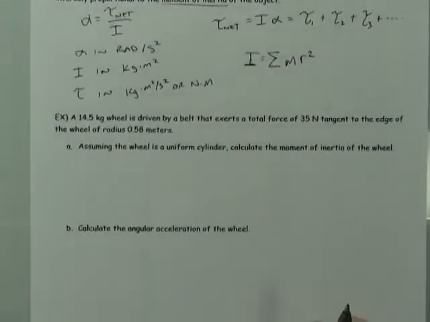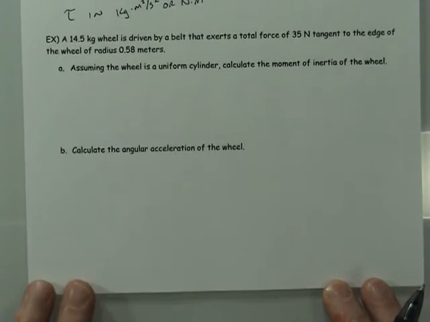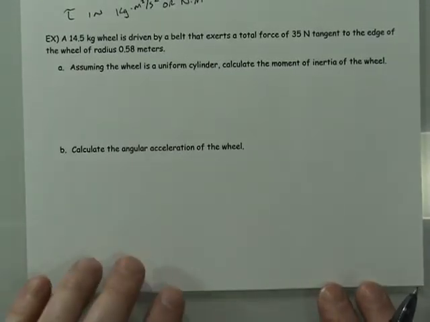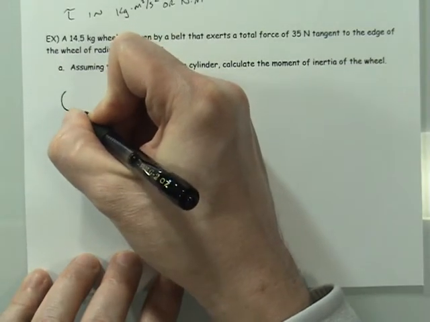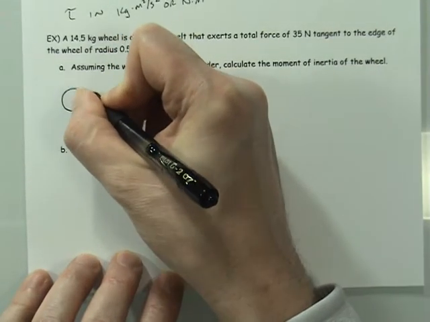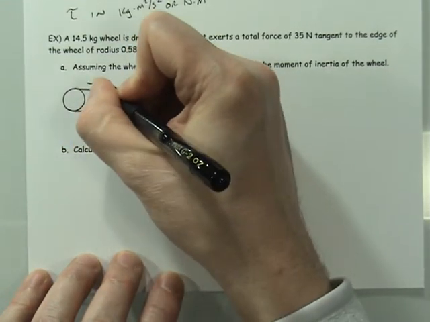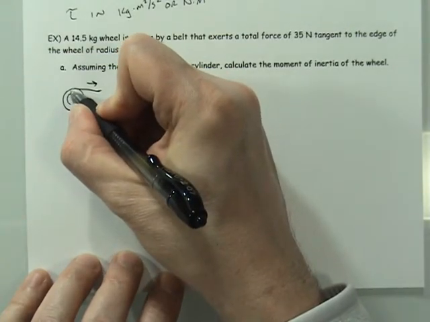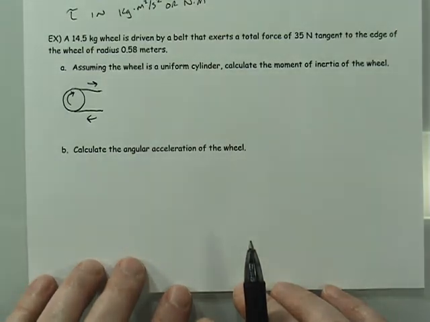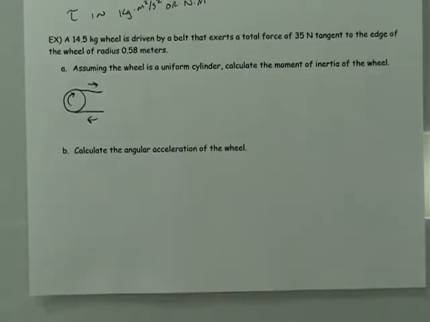So let's make it a little bit more concrete by taking a look at the first example problem. What we're looking at is a belt. In this case, we're talking about some kind of disc around which a belt is wrapped. As the belt is pulled, it causes this wheel to rotate in this direction. And in this case, we're talking about a 14.5 kilogram wheel, generally speaking a metal wheel, that is connected to a belt.